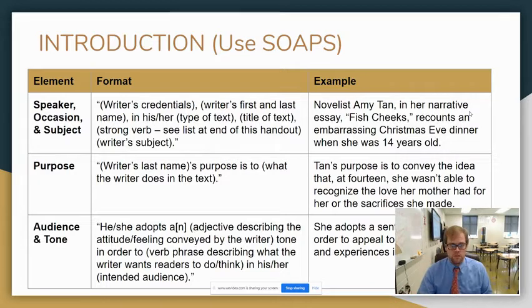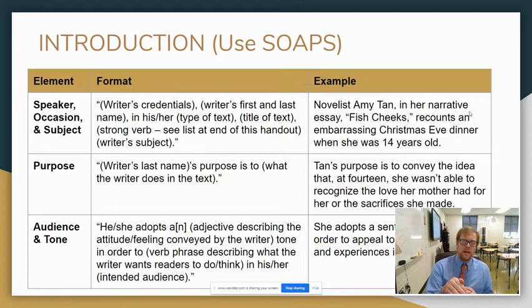Then the next thing to do is to state directly and powerfully what the author's or the writer's or the speaker's purpose is. Writer's last name, purpose is to, and then give us that purpose, probably with a verb. Get that verb in there and tell us what it is that the writer hopes to achieve through the writing or the speaking of this text.